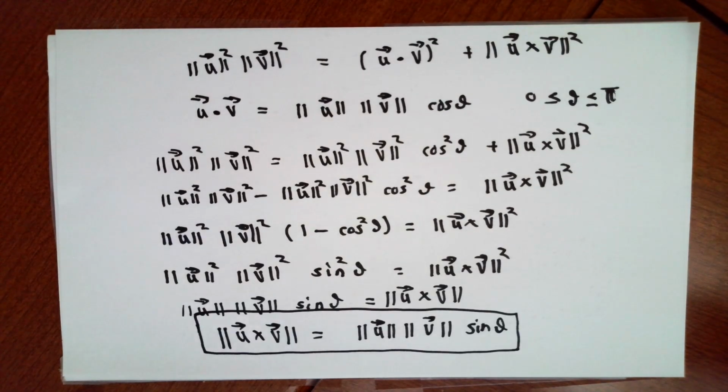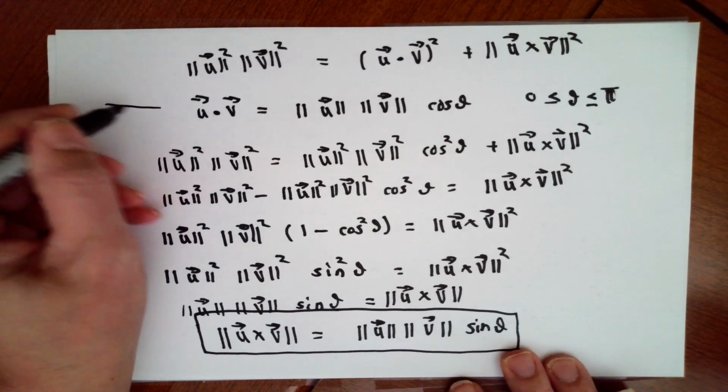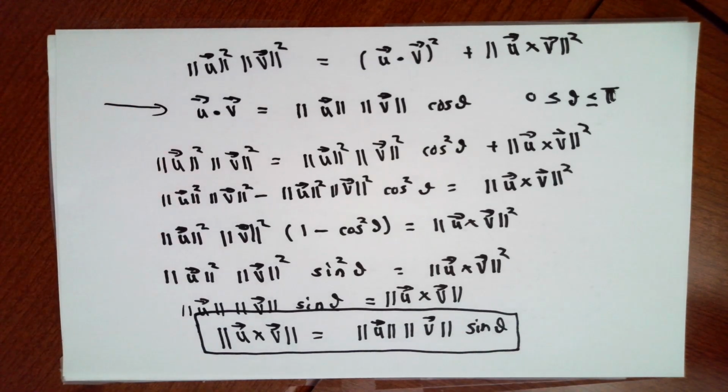Rearranging, I find out that the magnitude of u cross v is the product of the magnitudes of the two vectors times the sine of the angle between them. Two comments. Firstly, this is very reminiscent of what went on with the dot product.